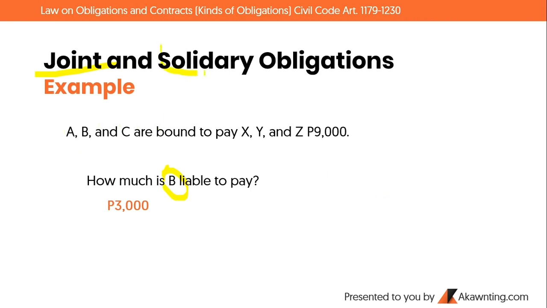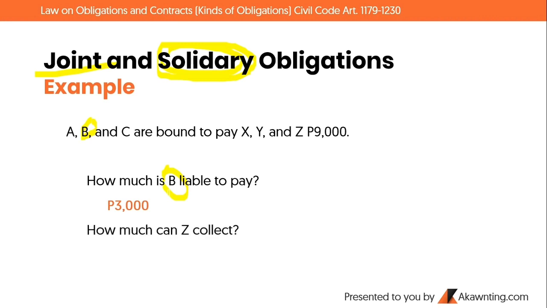Okay, unlike sa solidary. Kapag solidary kasi, liable ka pa rin. Okay? Kailangan mong bayaran. Kung sakali ikaw yung siningil, kailangan mong bayaran yung share ng iba. Okay? Pero in this case, joint naman. So, hanggang sa share mo lang. So, napag-usapan natin is ang share lang nila is hanggang 3,000. So, syempre, ang liable lang si B, specifically si B, na bayaran ay yung kanyang share, which is 3,000.